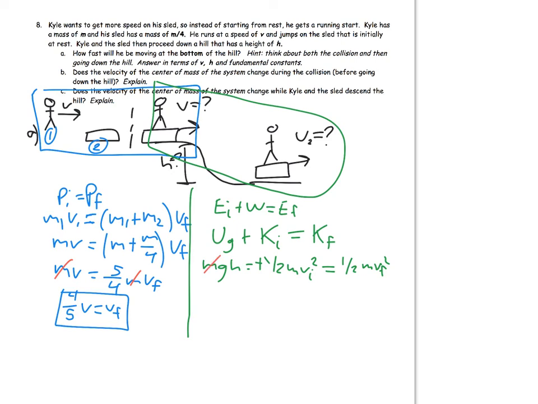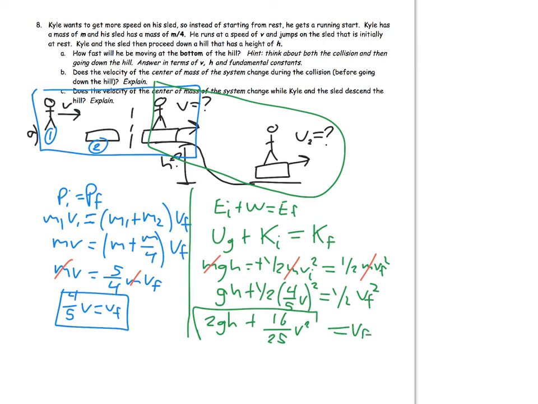I see the masses will just cancel out. And so what I end up getting is gh plus 1/2 times 4/5 v, that quantity squared, equals 1/2 times v final squared. I'm going to deal with this 4/5 v. I'm going to square that, and I'm going to multiply both sides by 2 to get rid of the 1/2. What I end up getting is 2gh plus 4/5 squared, which gives me 16/25 v squared, and the 1/2 and the 2 cancel out. And then the square root of that is going to be equal to vf. So there's my final answer.